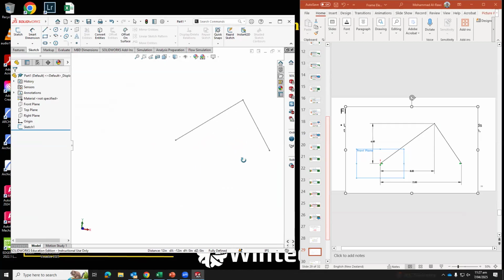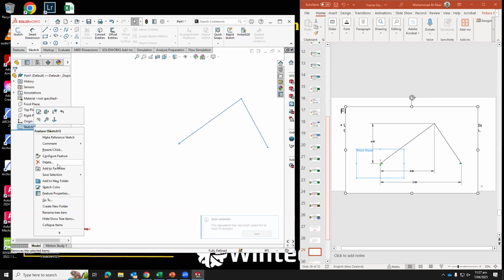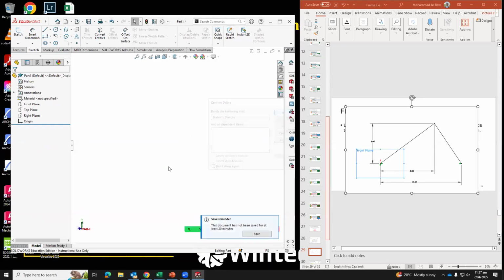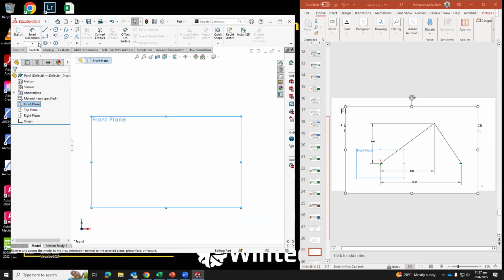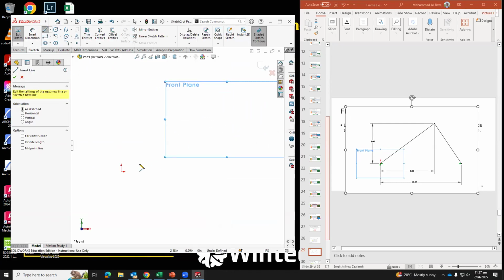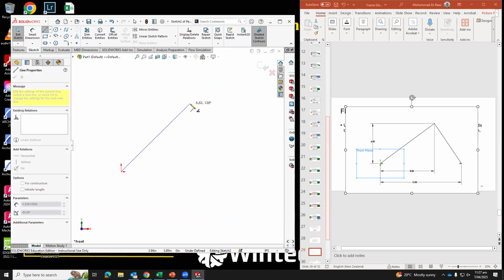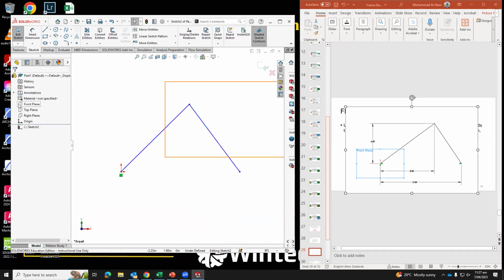Truss analysis is very simple when you draw them. Do you want me to repeat that? I'll repeat this. It's recorded, you can do it anytime. So front plane, make it face me. Go to sketch, select line. Start sketching from the origin. Whatever the origin is, go up, go down. You can match it here.